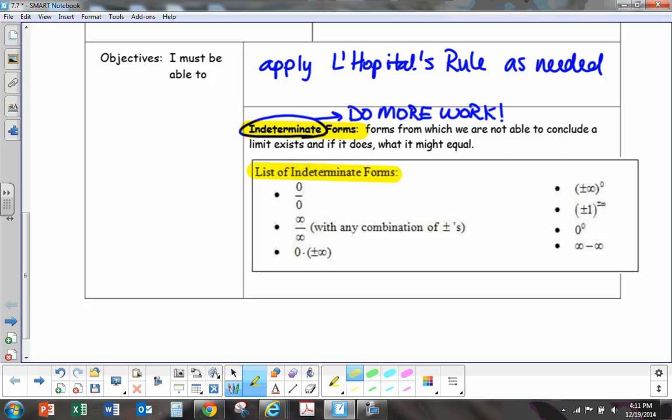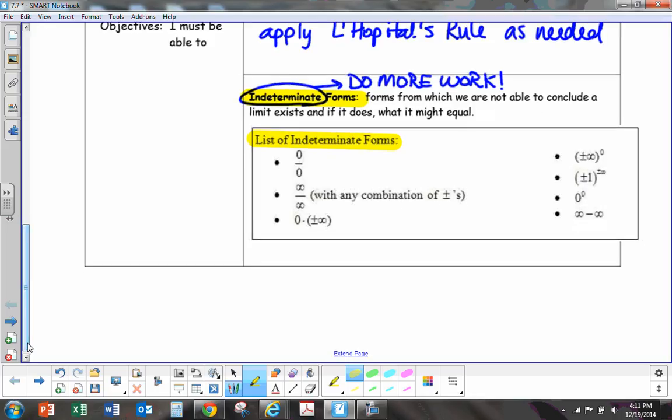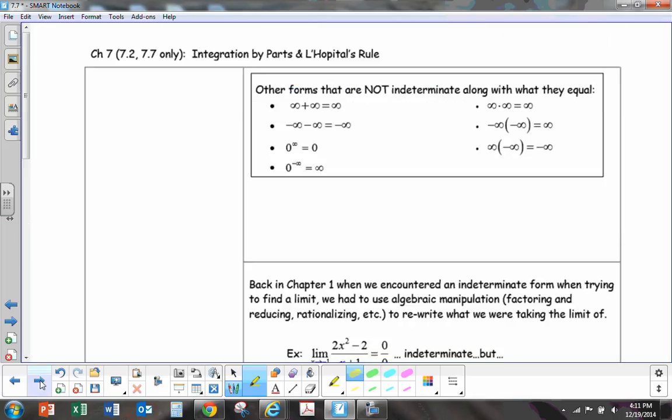Infinity to the 0 power, 0 to the 0 power, infinity minus infinity. So these are just examples of cases when you're working with limits where you're going to have to do something else. You're going to have to rearrange. Other forms are not indeterminate. You can figure out what they actually equal. Infinity plus infinity is infinity. Infinity times infinity is infinity, and so on. It's got some worked out for you. We've seen these before, but it's nice to have them in one spot.